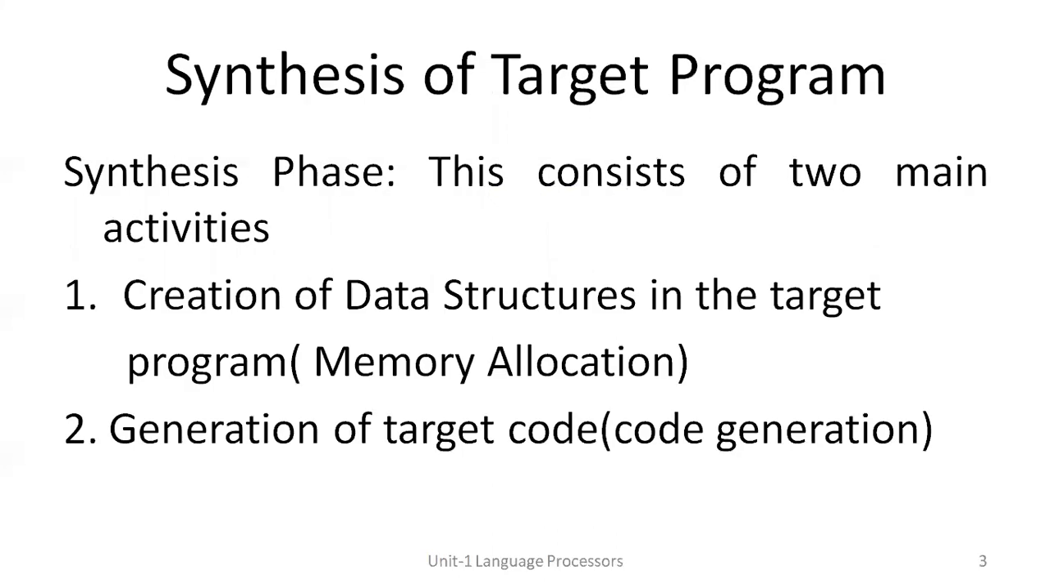Now, synthesis of target program consists of two main activities. First one is creation of data structures in the target program. Second one is generation of target code. First activity is also called as memory allocation. And the second activity, generation of target code, is called as code generation. So we are going to see these points in this lecture.